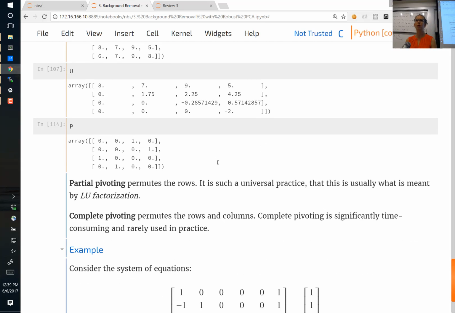There is something called complete pivoting, which permutes the rows and the columns. We're not going to get into that in detail. It's so time consuming that it's rarely used in practice. I think it's basically never used in practice. Any questions about pivoting?